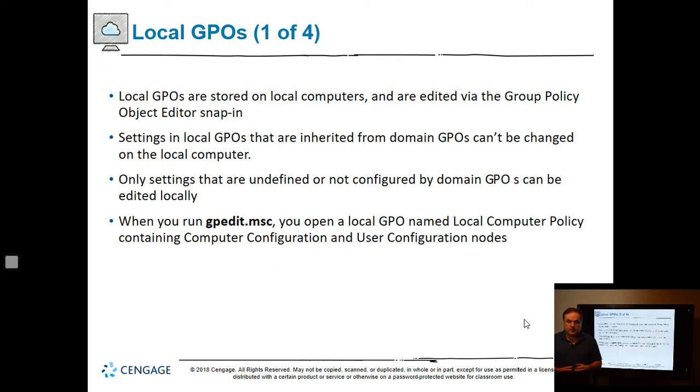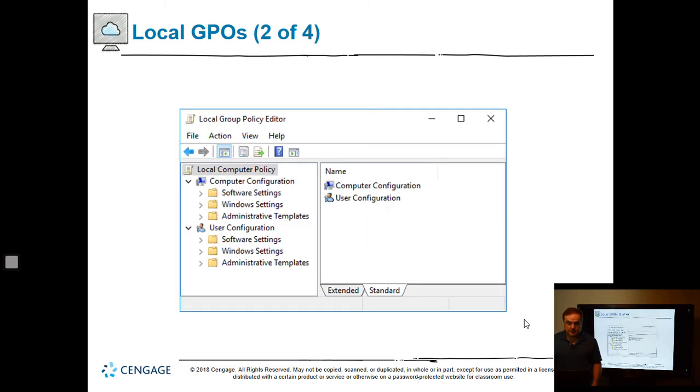So we run gpedit.msc and we can open a local GPO named Local Computer Policy. And that contains the computer and user configuration settings. So this is what our local group policy editor looks like. You see the same computer and user settings that you would see in a group policy, but it only affects the local computer.